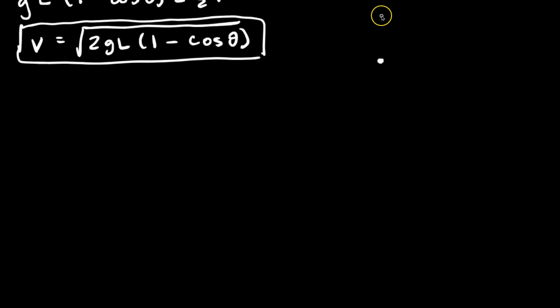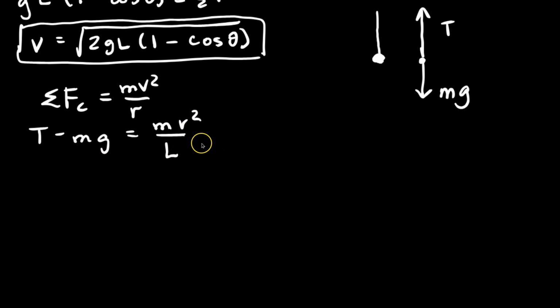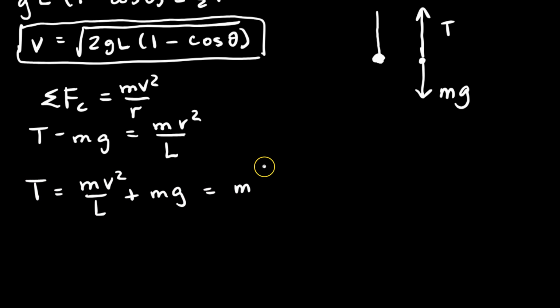Next, we're going to calculate the tension force at the bottom of the pendulum. The pendulum has two forces acting on it, the gravity force down and the tension force up. The tension force will be greater than the gravity force because the center of the circular motion is above. Using this net centripetal force equation, we get that the net centripetal force is equal to mv squared over r. The net centripetal force is the tension force minus mg. We're going to set that equal to mv squared divided by L, and L is the length of the pendulum. We're going to isolate the tension by adding mg on both sides, and that gives us T equals mv squared over L plus mg.